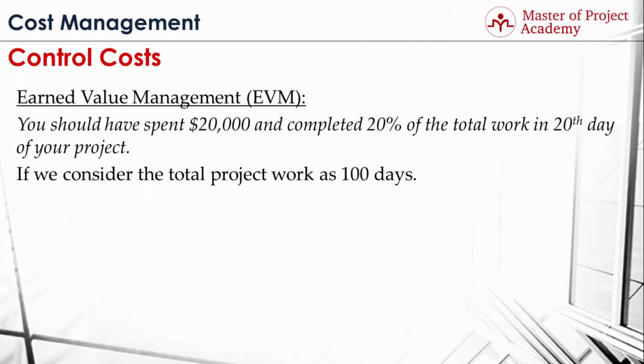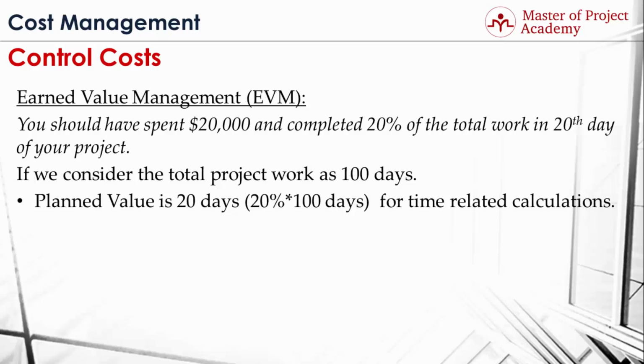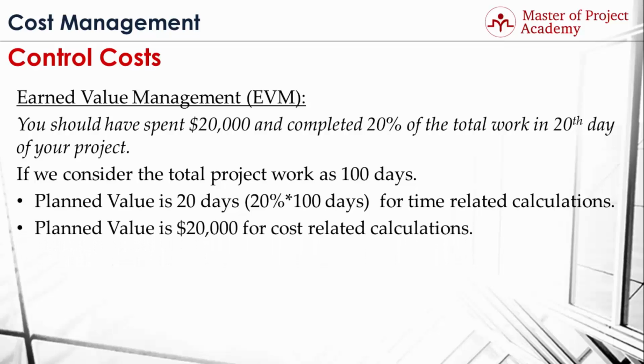Now, let's look at the planned value of this example scenario. You should have spent $20,000 and completed 20% of the total work by the 20th day of your project. This was your initial plan. Therefore, your planned value is 20 days from a schedule perspective, which is formed by 20% multiplied by 100 days for time-related calculations. And your planned value is $20,000 for cost-related calculations, because you have planned that you should have spent $100,000. Therefore, your planned value is $20,000 from a cost perspective for this scenario.